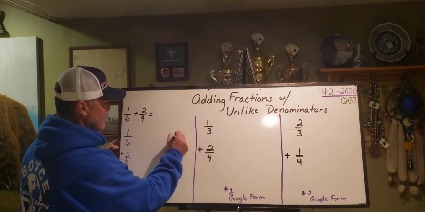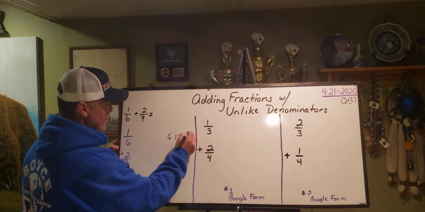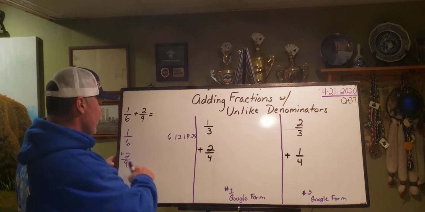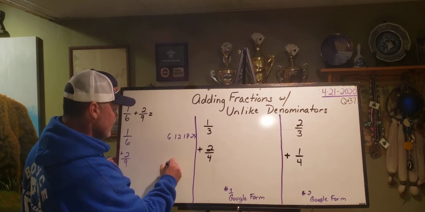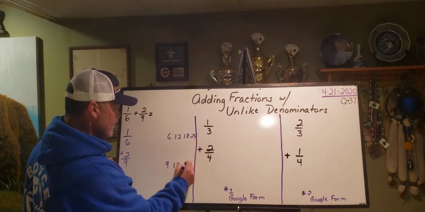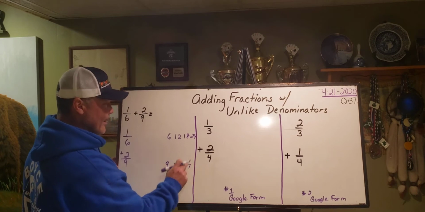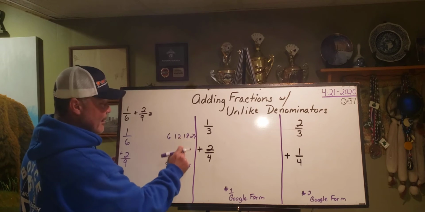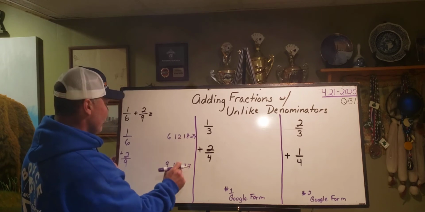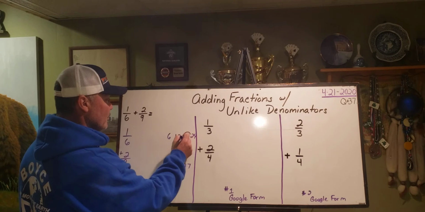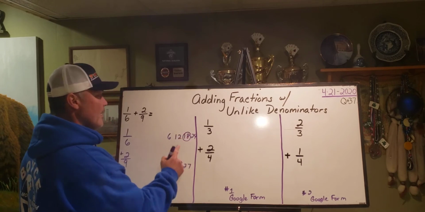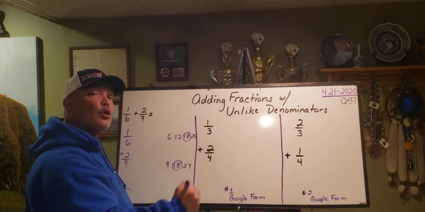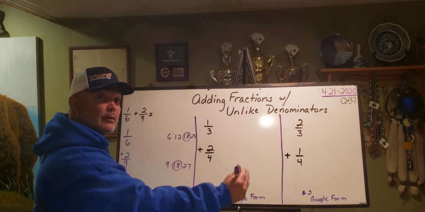So 6, 12, 18, 24. The first 4 numbers normally do it. I'll skip count by 9s. 9, 18, 27. Well, I can stop right there because I see I have a common denominator, right? Right now I have a new common denominator, a multiple of 18. So I'll circle it and circle it. Now when I multiply a fraction by a form of 1 whole, I'm getting an equivalent fraction. That means it's equal to it.